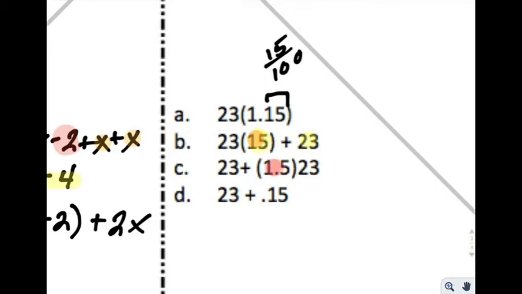It should really be before the 1. Finally, letter D asks us to take the $23 cost of the meal and add 15/100ths, which isn't quite true. I need 15/100ths of the $23. So the only possible choice here would be letter A.